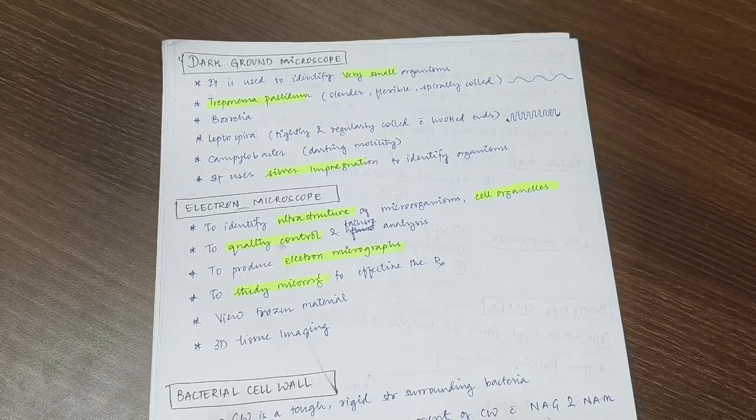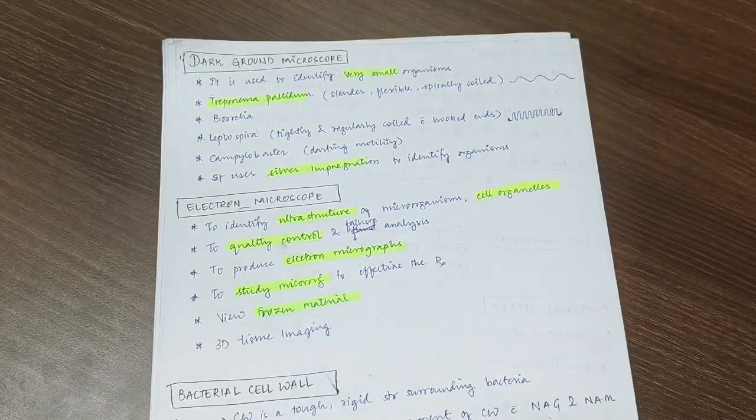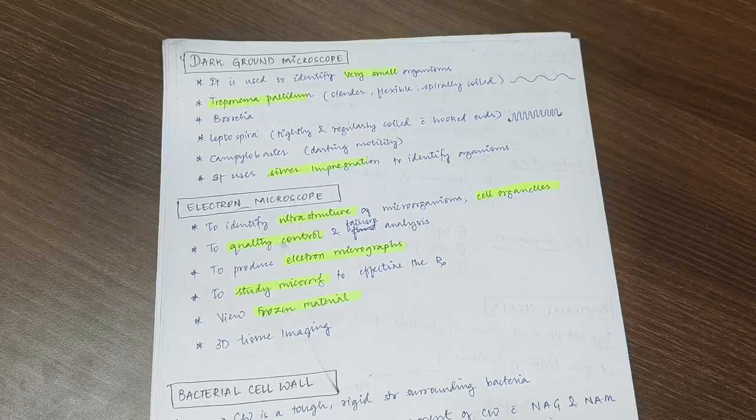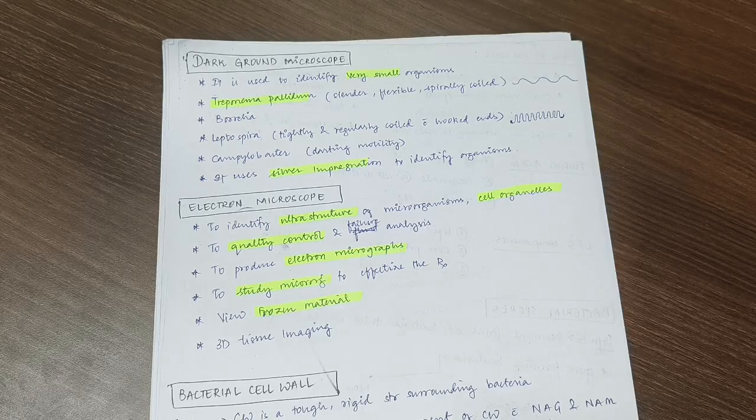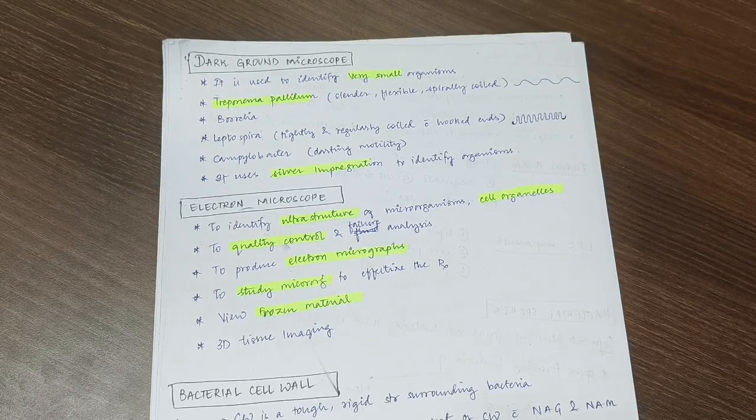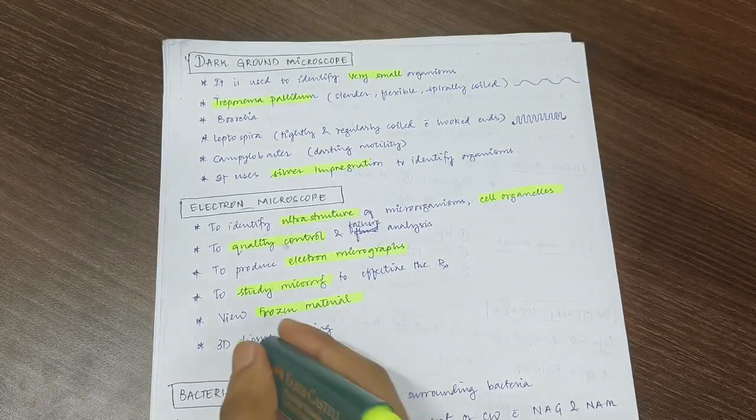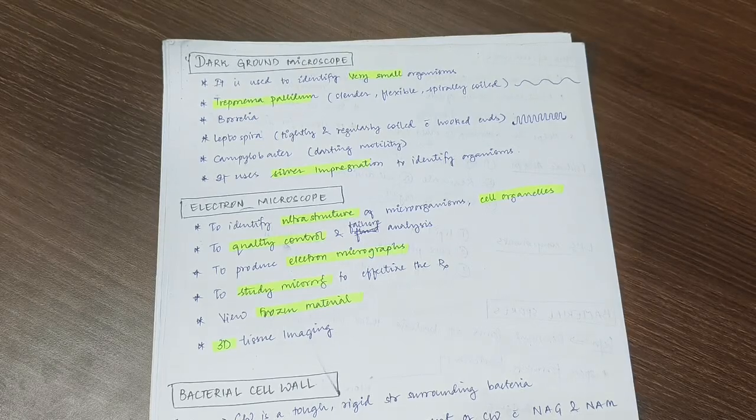Next, viewing of the frozen section or the frozen material. If you want to view any frozen material as a part of forensic examination, you have seen in so many movies, they freeze many specimens, re-establish them and examine them. It is seen most commonly in the electron microscope because it is highly precise and effective for diagnosis. Next, 3D tissue imaging. You are going to convert the tissue into a 3D structure. That is possible by electron microscope.